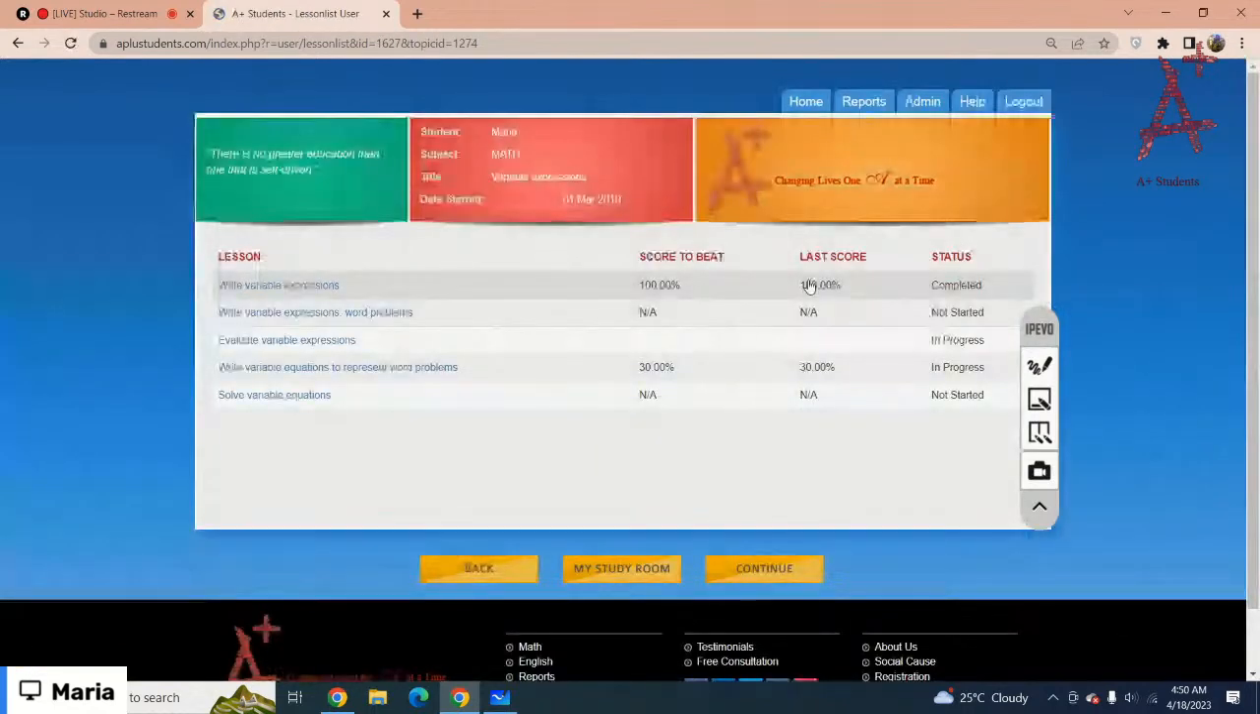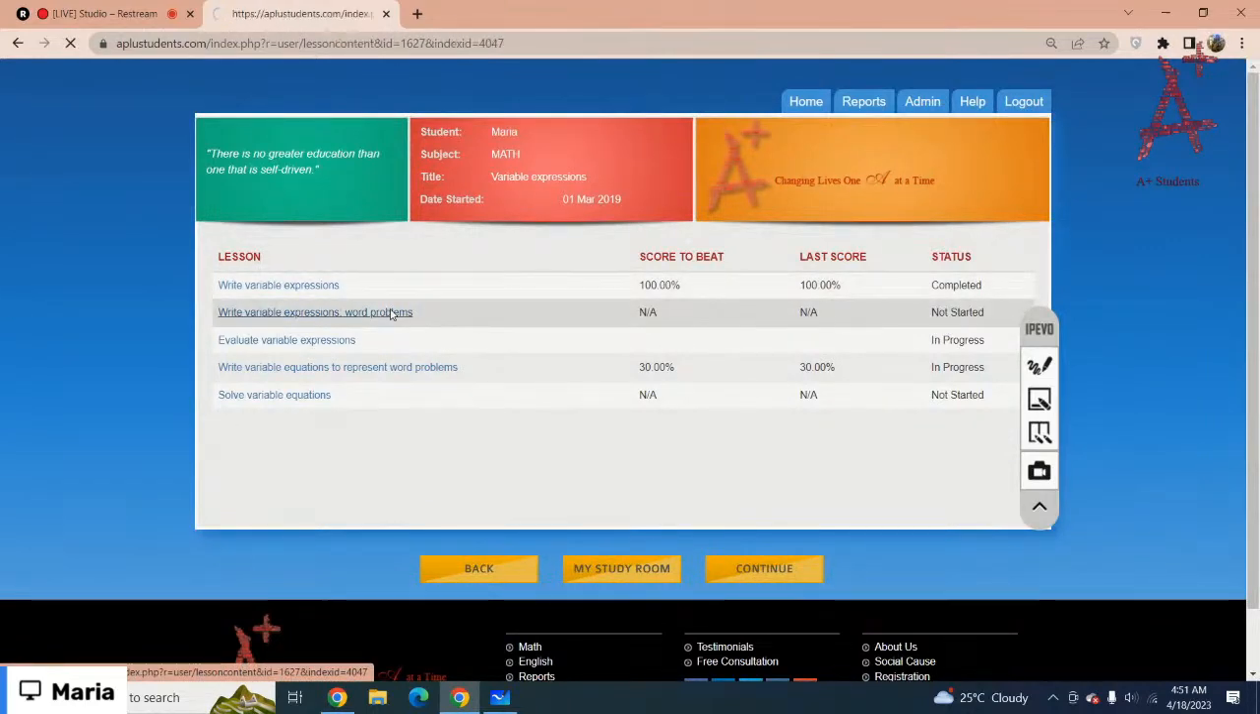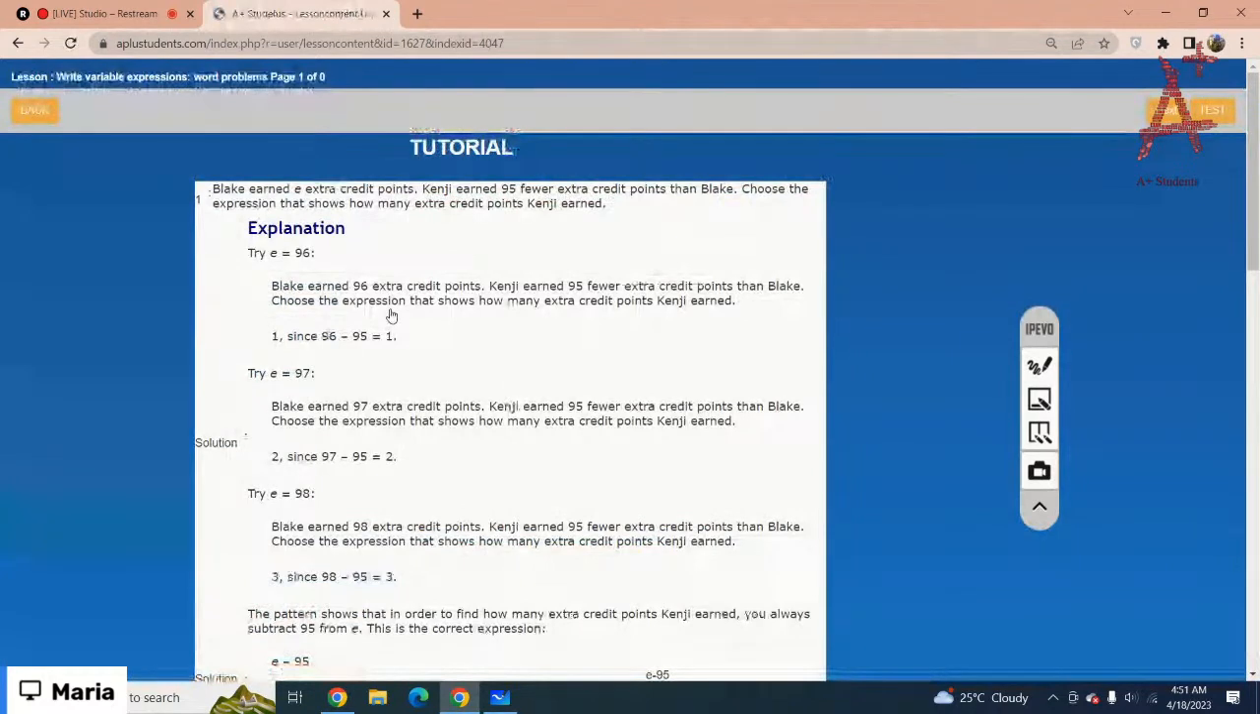The next lesson is write variable expressions word problems. So if you have word problems, how do you write a variable expression? Let's just start with the lesson. Okay, Blake earned E extra credit points. Kenji earned 95 fewer points than Blake. Choose the expression that shows how many extra credit points Kenji earned.